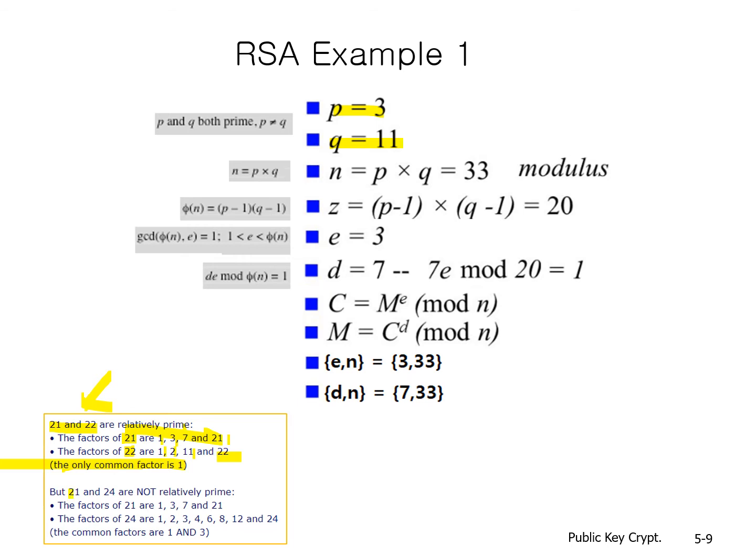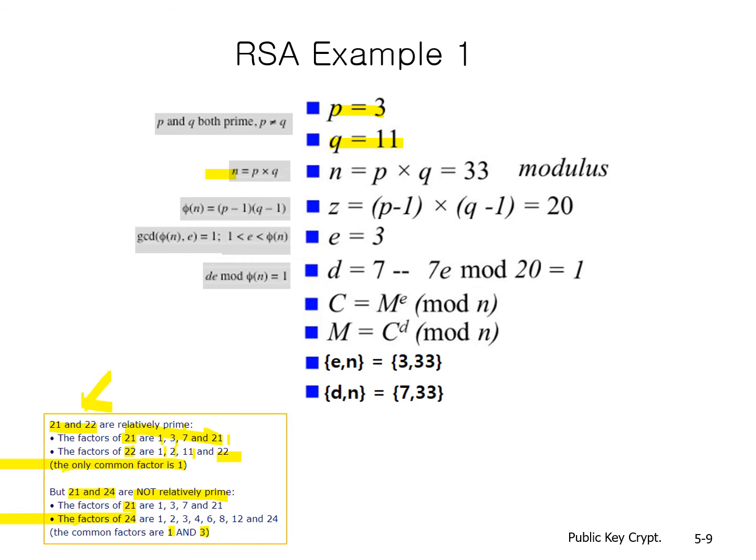But 21 and 24 are not relatively prime because the factors of 21 are 1, 3, 7, 21. Factors of 24 are 1, 2, 3, 4, 6, 8, 12, 24. The common factors are 1 and 3. So these are not relatively prime. Anyway, 3 and 11 are both prime.